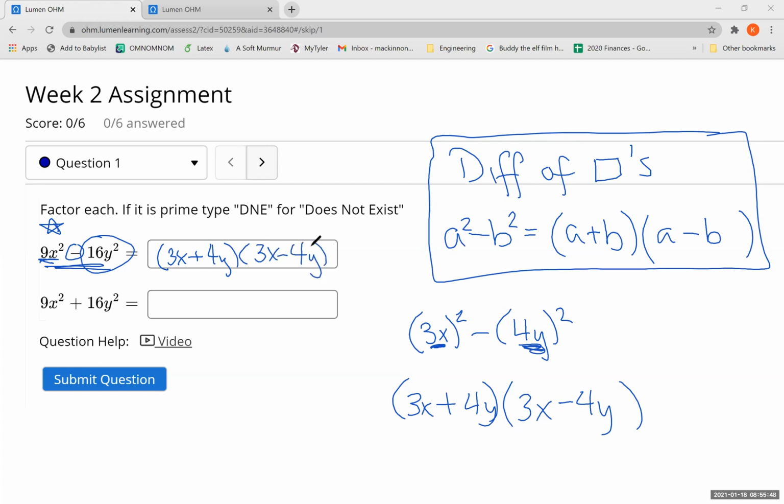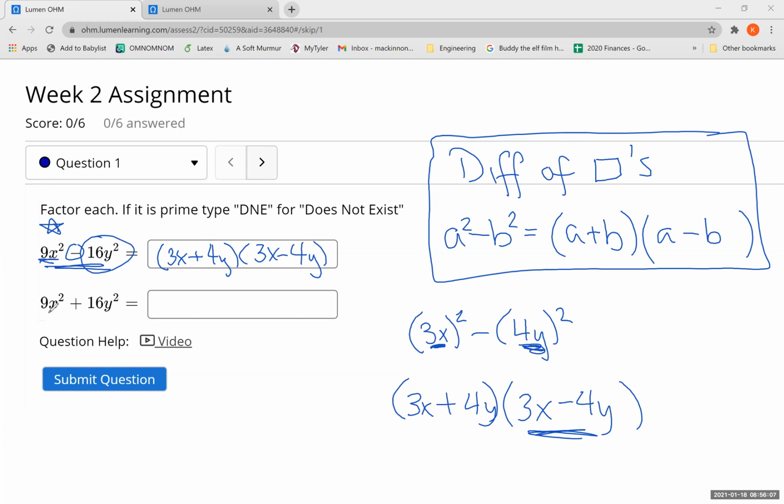As a note, it doesn't matter what order you write the factors in because multiplication is what's called commutative, but it is important what order you write the terms in the subtraction in because subtraction is not commutative, okay? 2 minus 3 is not the same thing as 3 minus 2.